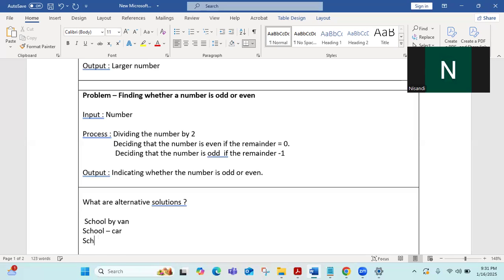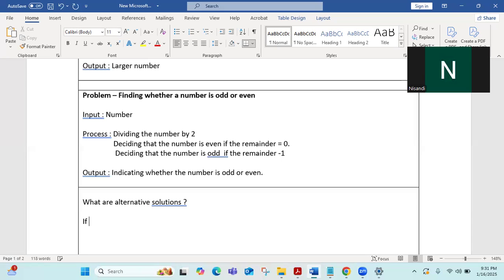So you understand what is alternative solution? For example, you are hungry. The problem is hunger. So what is the solution? You can have rice or you can have bread. So like that, there are different solutions.